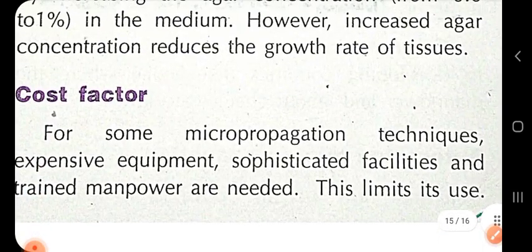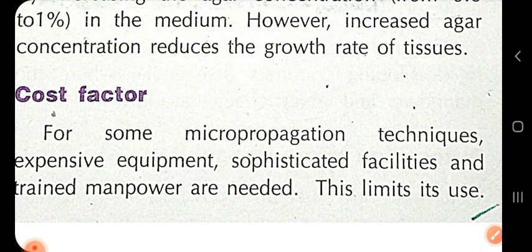Next is the cost factor. As I have said, we are using so many expensive equipments. For example, if you are doing a simple micropropagation technique, we have to use an autoclave, a highly modified autoclave. Although in your schools, in your academics, you will see the autoclave that is used for microbiology is also used for plant tissue culture. That should be avoided, because you know very well that microbiology is used for culturing the bacteria, whereas in the autoclave we are concerned with being free of contamination through sterilization.